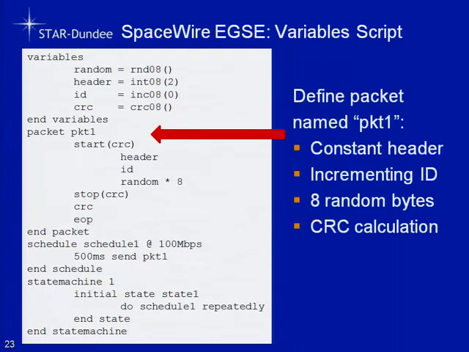And then we can use these variables in the packet. This packet, named packet number 1, has a constant header, an incrementing ID, and then 8 random bytes, and then a CRC calculation. We can start where the CRC calculation starts taking place, and then when we stop the CRC, we can add in the CRC value at an appropriate location. So we can specify the coverage of the CRC code. And then we've got the end of packet marker. Then we've got a schedule that just sends this again.